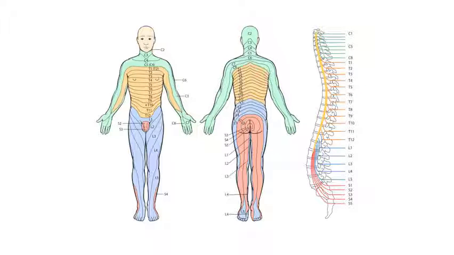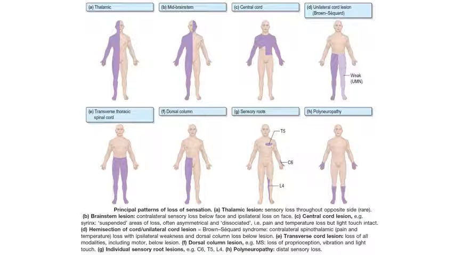This diagram shows dermatomes at the front and back of the body. This diagram shows different patterns of loss of sensation. In the first row, from left to right, we start with thalamic sensory loss. In thalamic lesions, sensory loss happens to be on the opposite side of the lesion and involves the whole body.